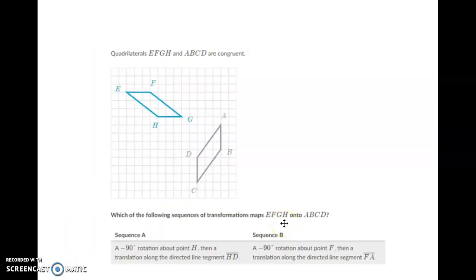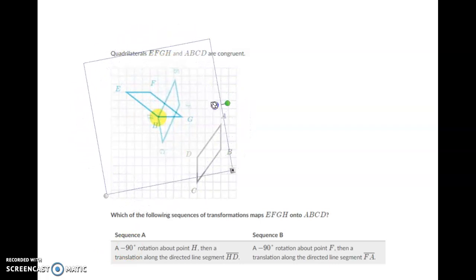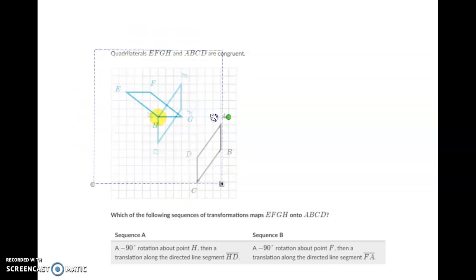And in this one, we're going to take this shape and rotate negative 90 degrees. So that means now that I'm going to rotate clockwise. So clockwise rotation about point H. So I'm going to pin the paper right there and rotate 90 degrees clockwise. See how it's staying right on the H? And there's a 90-degree rotation.